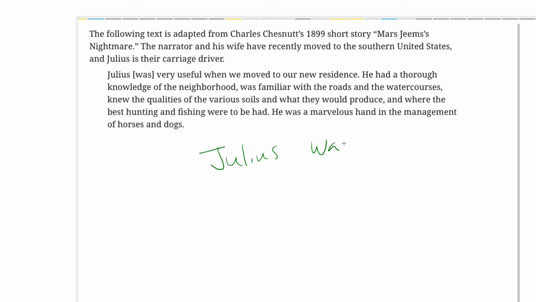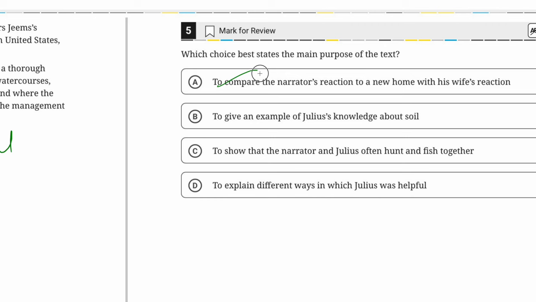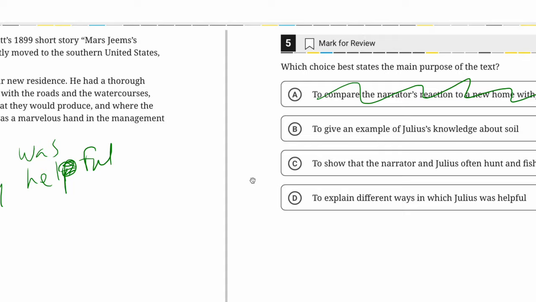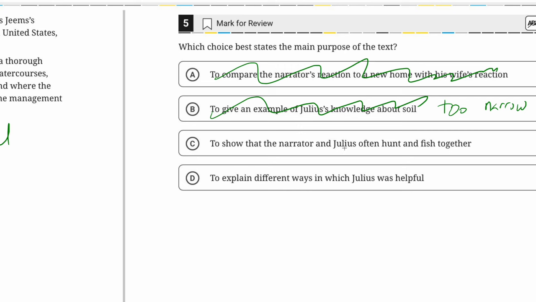So the purpose of the passage is to explain that Julius was very helpful and in what ways he was helpful. Definitely not A. B is too narrow. And this is something to be aware of on these questions. A lot of times they'll mention some specific detail that's part of the passage, but it doesn't mean that that is the main purpose of the passage. C is not supported. It doesn't say that. How about that? So Julius was helpful.